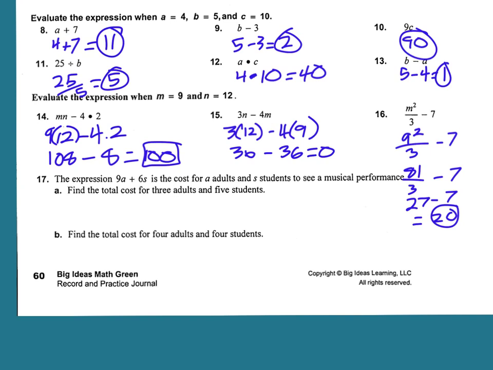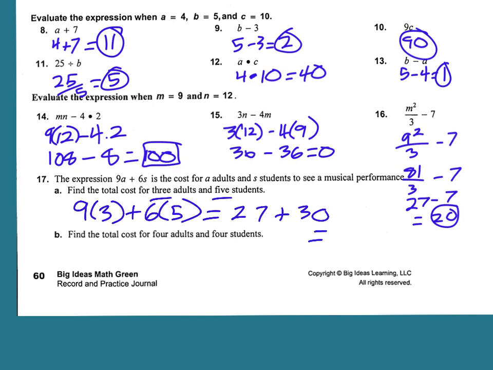All right, let's take a look at number 17. Number 17, the expression 9a plus 6s is the cost for tickets. a is for adults and s is for students to see a musical performance. Find the total cost for 3 adults and 5 students. So I'm going to go 9 times 3 plus 6 times 5, and I get 27 plus 30, which equals 57. Now it wants us to do the cost for 4 adults and 4 students. So I'm just going to substitute those with 4s now. And I get 36 plus 54, and that should equal 90.